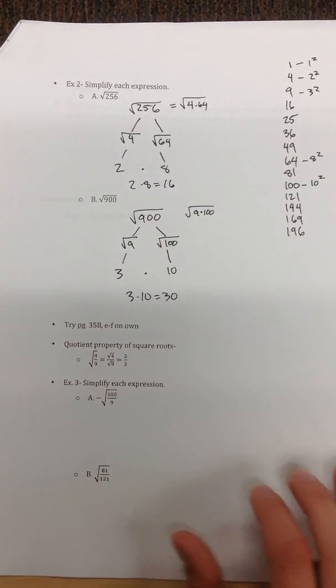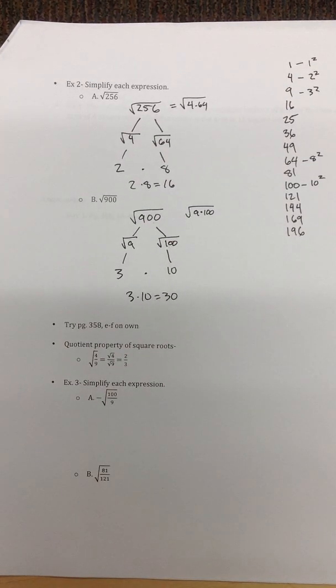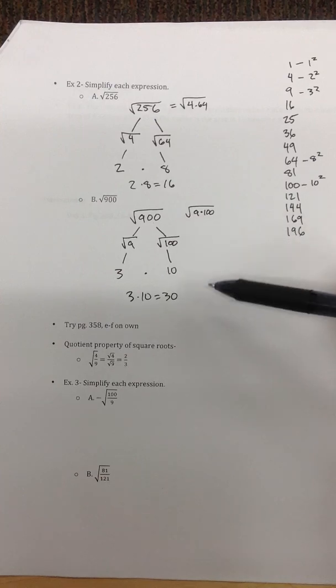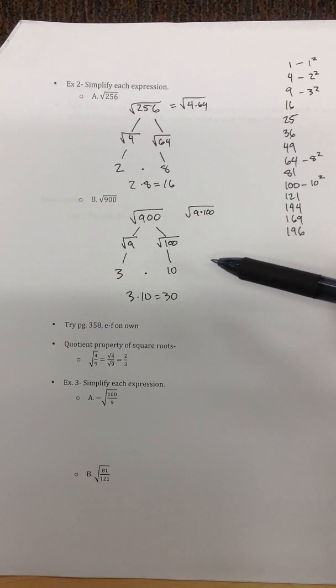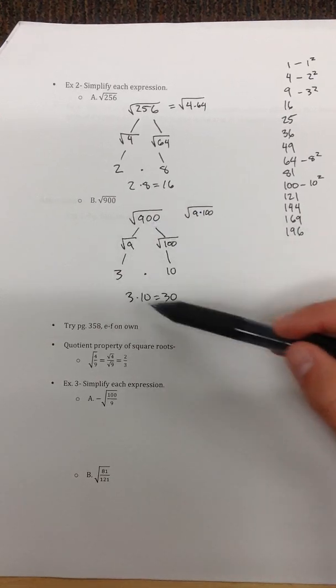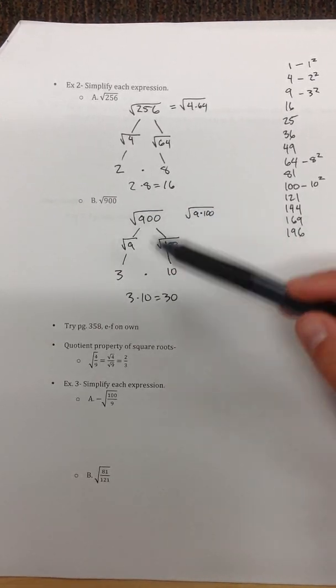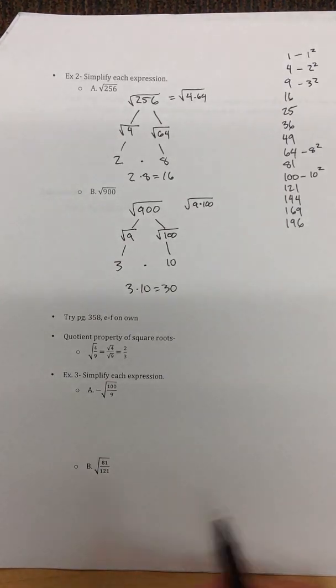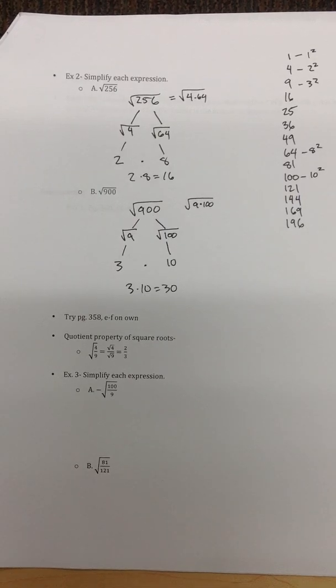Okay, so on page 356, try out E through F on your own. When you do these, make sure you're going through these steps and showing your work, because when you take the test on this stuff, you won't be able to just plug it in your calculator and go, okay, square root of 900 is 30. You're going to have to show me this work here to prove that you know how to do this. Okay, so when you do E through F, make sure you show your work, and I will get you the answers here.